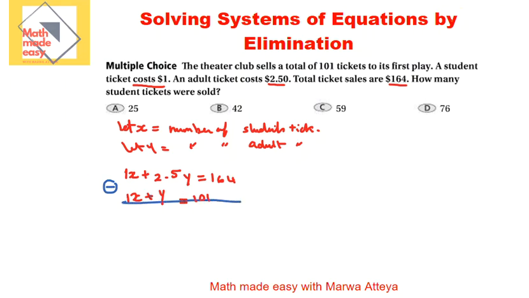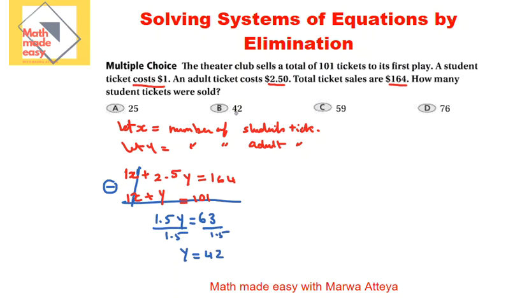So I can just subtract the equations. What do I mean by that? 1x minus 1x is 0, so I'm not going to write anything here. 2.5y minus y is 1.5y. And 164 minus 101 is 63. I made an equation by subtracting the system and eliminating the value of x, because both x's had the same coefficient. Now I'm going to solve the equation: divide both sides by 1.5. You will get that y equals 42.